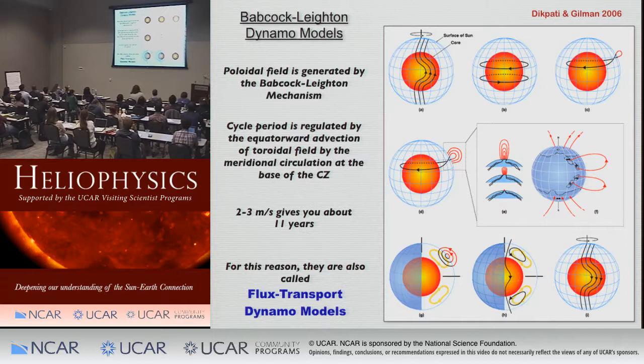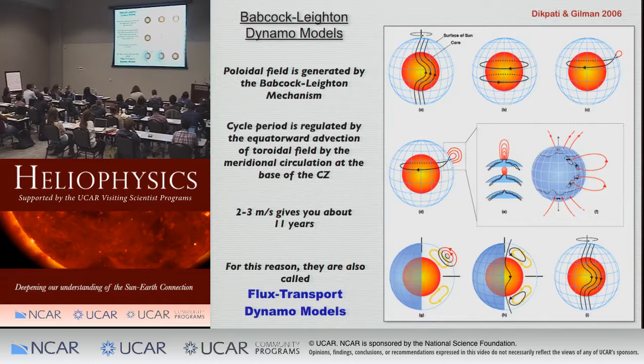And then that comes, either through the meridional circulation or through turbulent transport, like diffusion or pumping, to the bottom of the convection zone and eventually eats away at the pre-existing poloidal field until you flip it. So these are often called flux transport dynamo models because the meridional flow plays an important role in determining the length of the cycle, and in particular, the flow at the bottom of the convection zone.